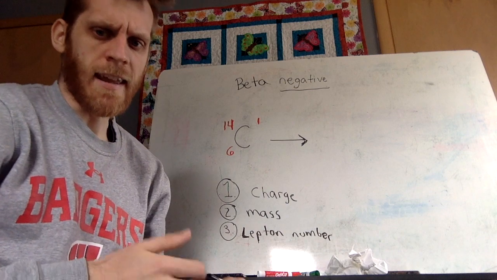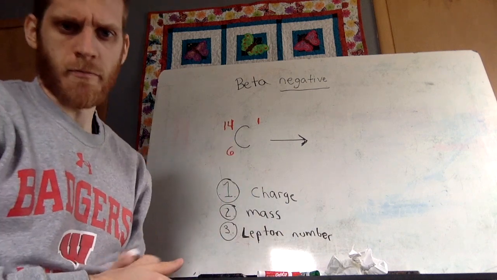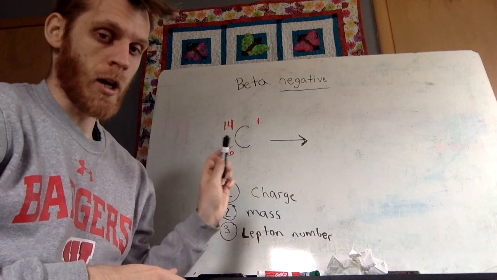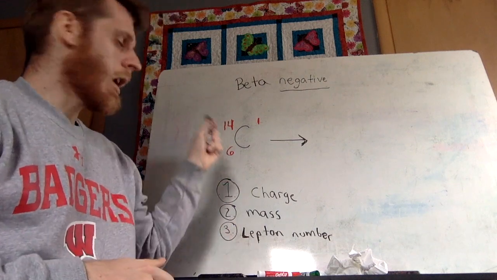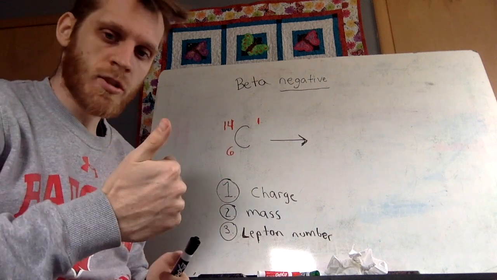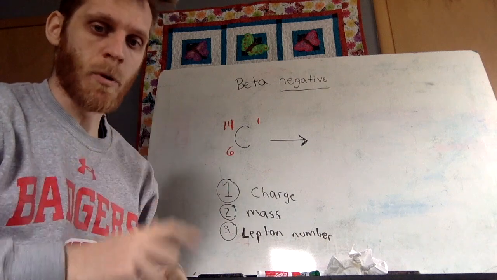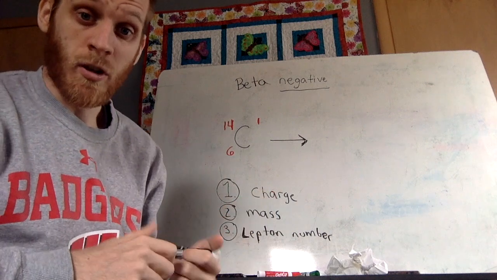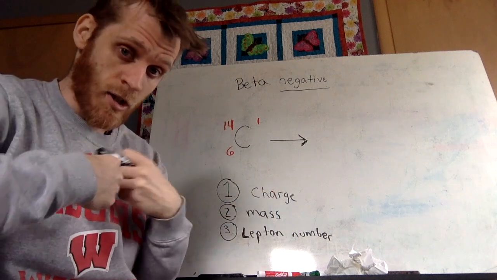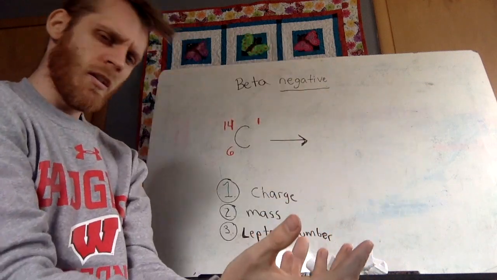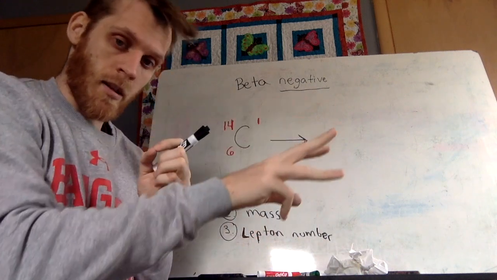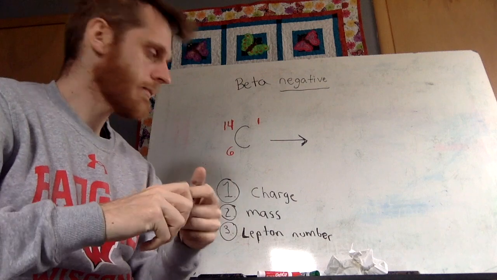Now let's try a beta negative reaction for carbon 14 again. So this one actually is very common in nature, and we'll come back to this one later. But carbon is already filled out. The charge 6, 14 the mass, and lepton number 1. And a beta negative, what it's going to make, it's going to make an electron. An electron is actually going to be released from the nucleus. Even though we don't think of electrons as being in the nucleus, they can be created in the nucleus and be released. It's kind of weird.